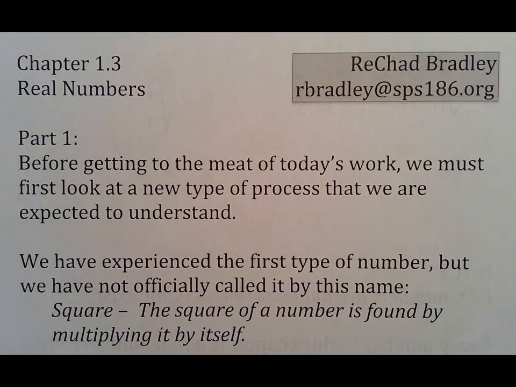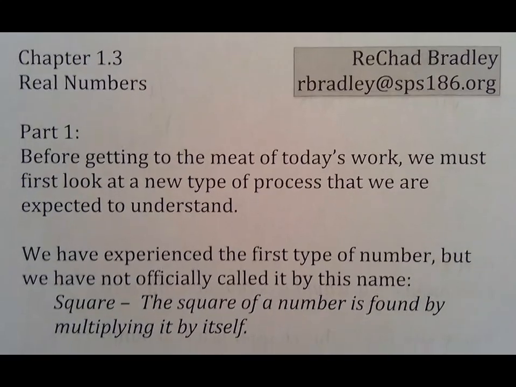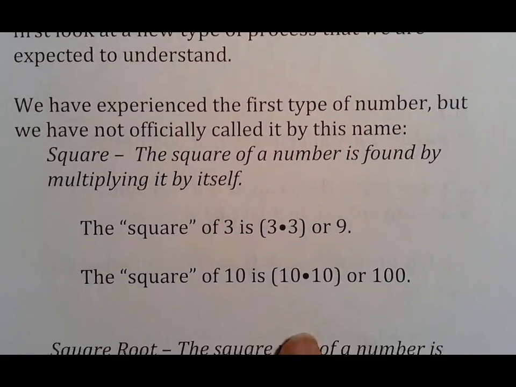Chapter 1.3 is about real numbers. Before getting to the meat of today's work, the first thing I want to do is look at a new type of process we're expected to understand. We've experienced the first type of number but not really officially called it by its name. The square of a number is found by multiplying it by itself.